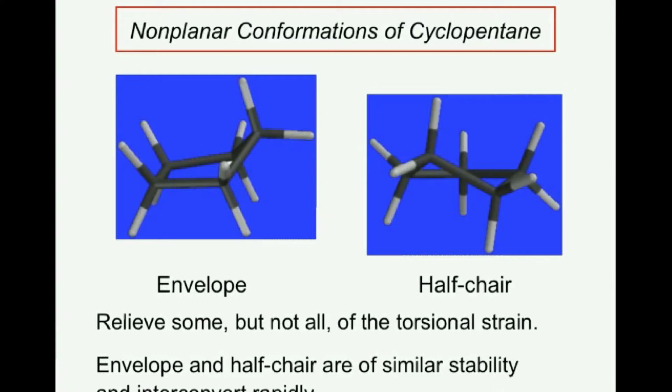If you construct cyclopentane models, you can bend them back and forth, and you'll see you can create the envelope and the half-chair structures. Combined with an internal bond angle of 108 degrees, cyclopentane is much more stable than cyclopropane or cyclobutane due to the reduced torsional and angle strain in both of these conformers.